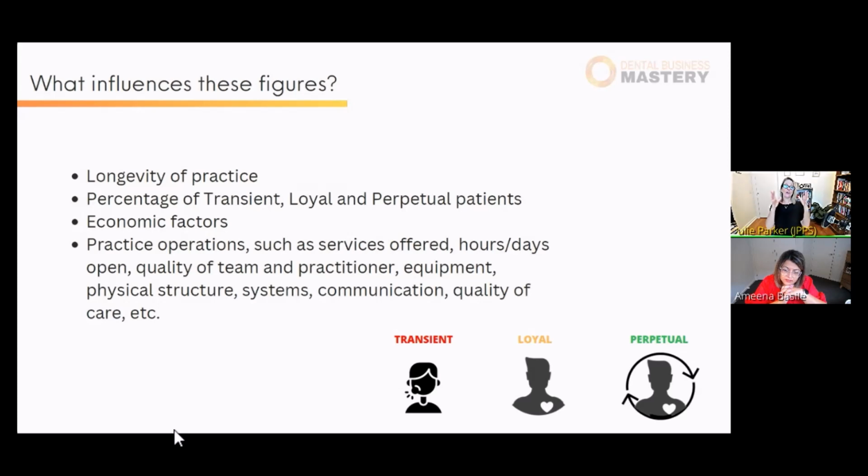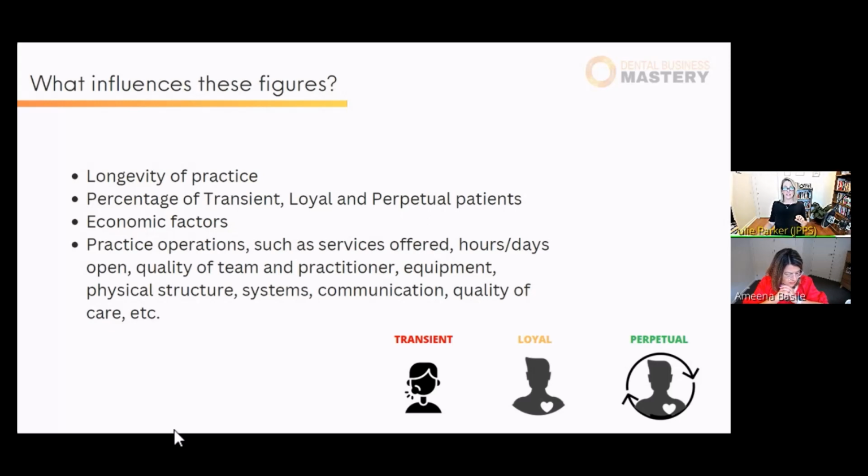Depending on how your practice is marketed, where it is located, and what kind of messaging you put out, you'll be attracting more of either transients, loyals, or perpetuals. And whichever one makes up most of your patient base will impact how effective you will be in reactivating some of these patients. If you were going to try to encourage a whole bunch of transient patients to come in for recalls, your effectiveness rate will be very low. If you were doing it with the loyals instead, it will be substantially higher.